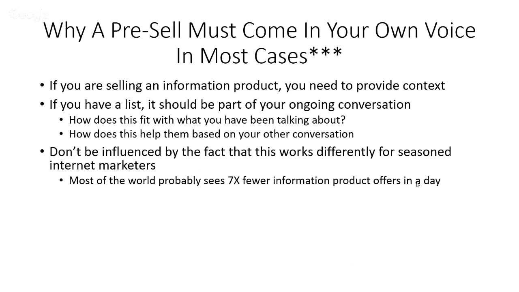So in other words, understand this about internet marketers, about people who operate in the JVZoo Warrior Plus world. Most of us see about 7 times more information product offers in a day than most people see, right? So we don't necessarily fit this model exactly. That means that although these internet marketers have a filter, it doesn't work like ours. So in other words, people who don't do this every day don't have the same kind of filter you and I do.